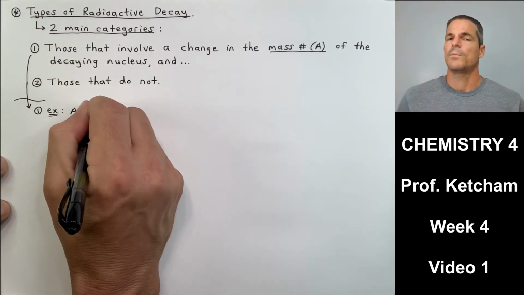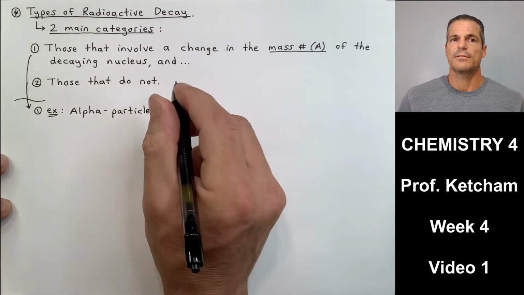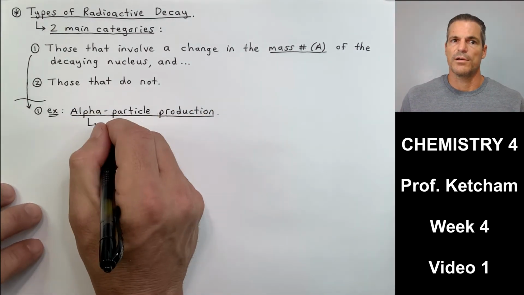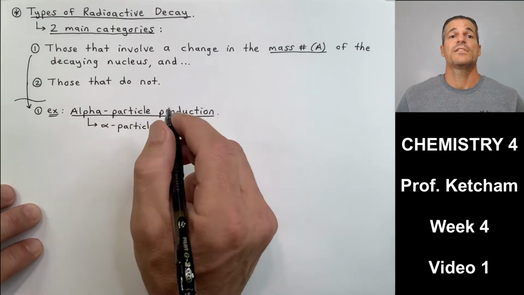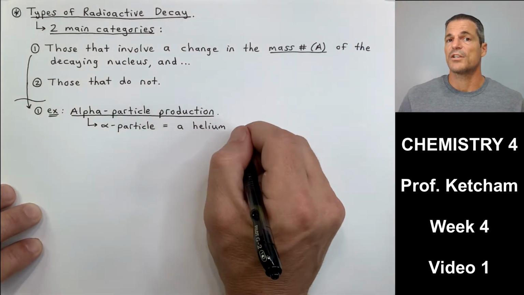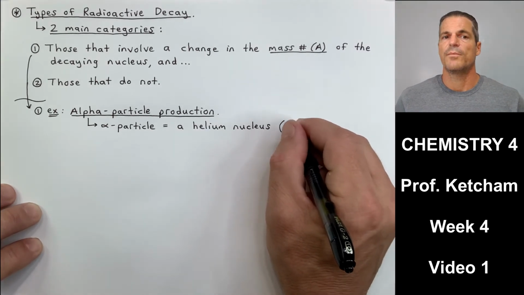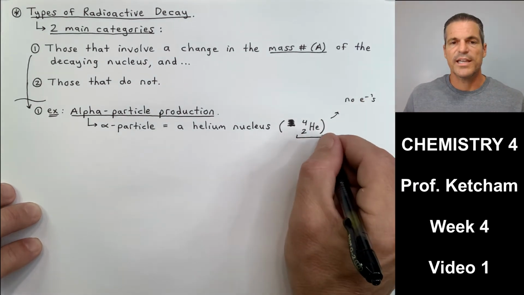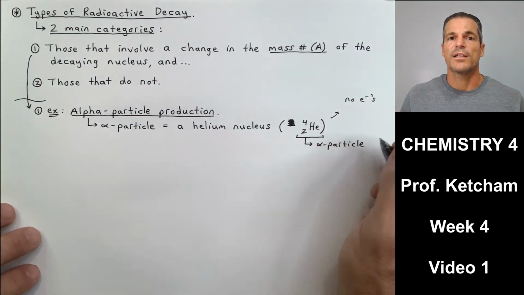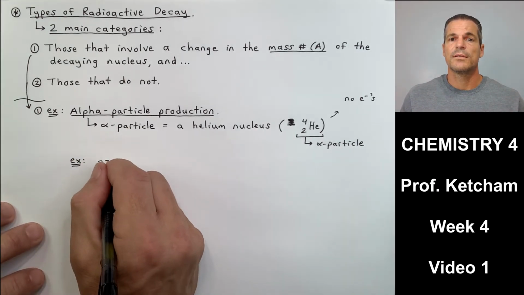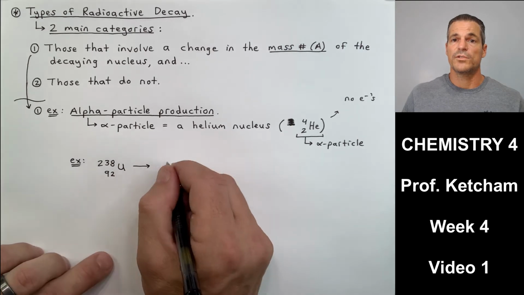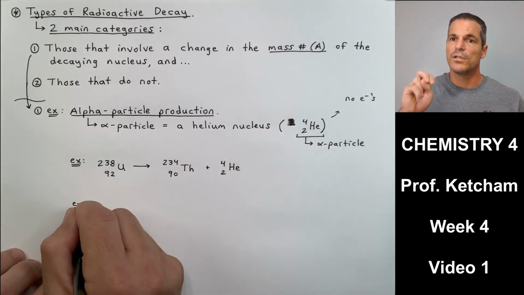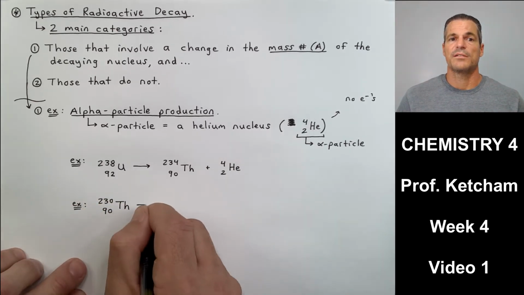First I'm going to talk about number one, the radioactive decays or nuclear reactions that involve a change in the mass number A of my starting material, my decaying nucleus. The first example is alpha particle production, which means I'm going to produce an alpha particle. What is an alpha particle? It's just a helium nucleus. We're not going to count the 2 electrons. Helium has atomic number 2, so it has 2 protons, and with mass number 4, it has 2 protons and 2 neutrons in the nucleus. That's all we're talking about.